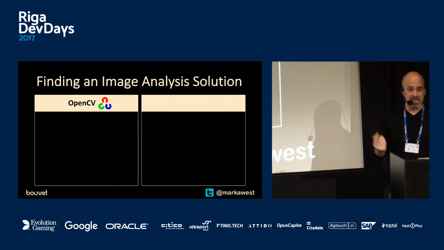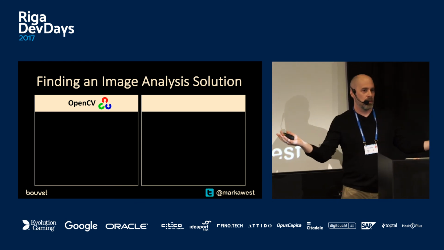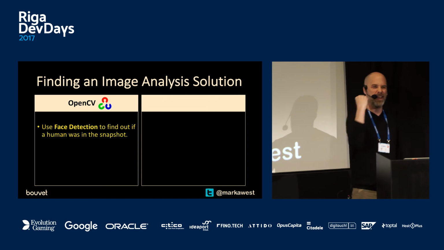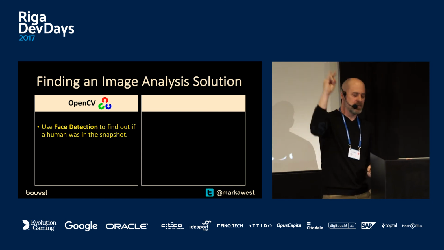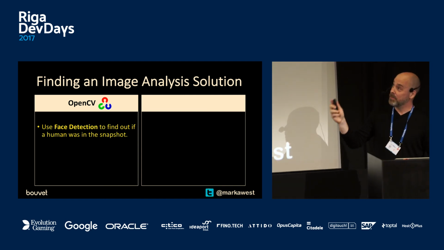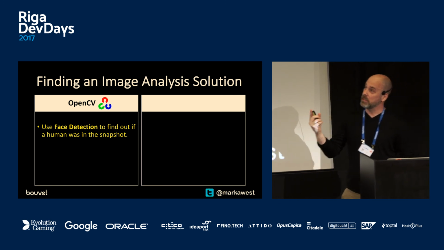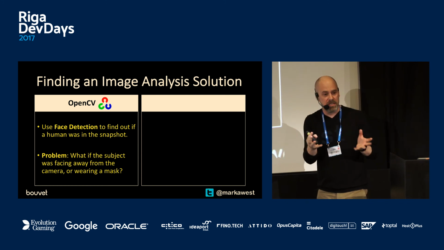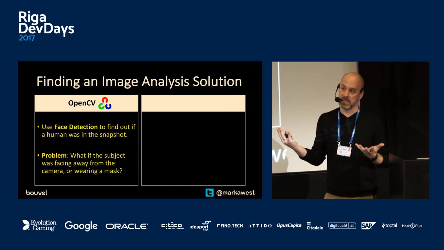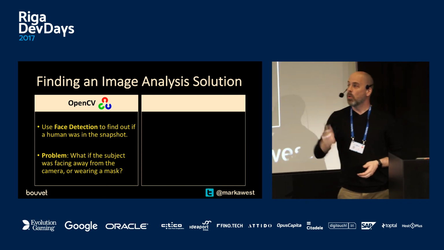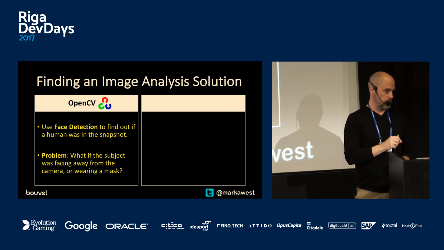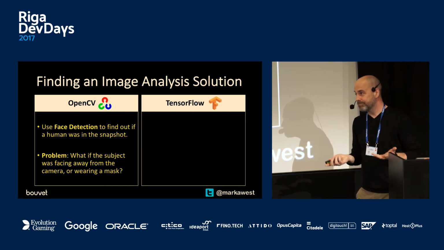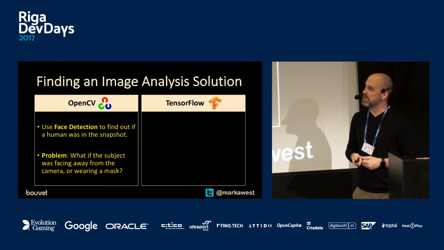The first thing I looked at was OpenCV. A lot of people look, yeah, I've got a guy in the front going, yeah, OpenCV rocks. It does, actually. But what I was going to do with OpenCV was use face detection. And I thought, okay, if the picture contains a face, then it's a person. If it doesn't, then it's not a person. But what if the person is not looking at the camera? Or what if they've got their head covered? Okay, face detection isn't going to work.